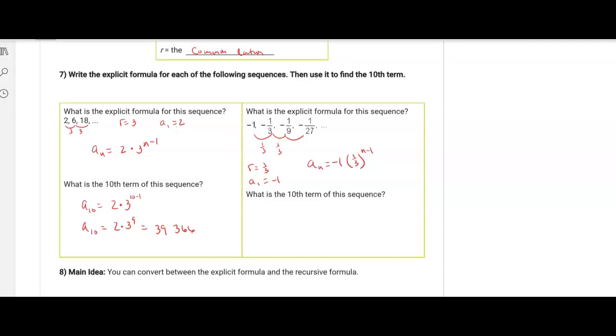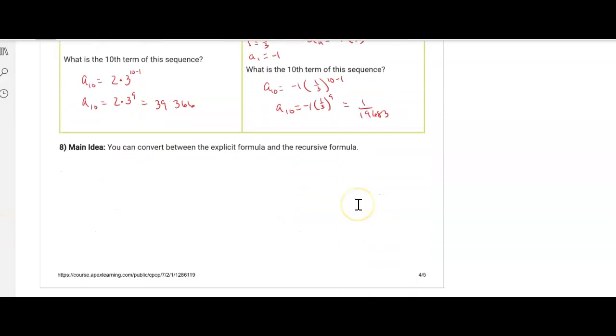Now when I go to find the 10th term, I'm basically going to do a sub 10 equals -1 times 1/3 to the 10 minus 1, which becomes -1 times 1/3 to the 9th power. And if you put that in the calculator, you will get -1 over 19,683.